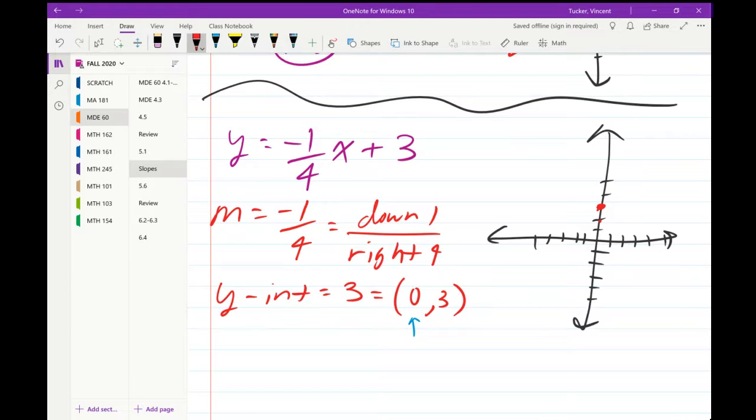All right, graph your y-intercept first. Go up 3, and it's right here. Then from your y-intercept, you go down 1 and then right 4. And that's your line. All right, questions? Any questions?